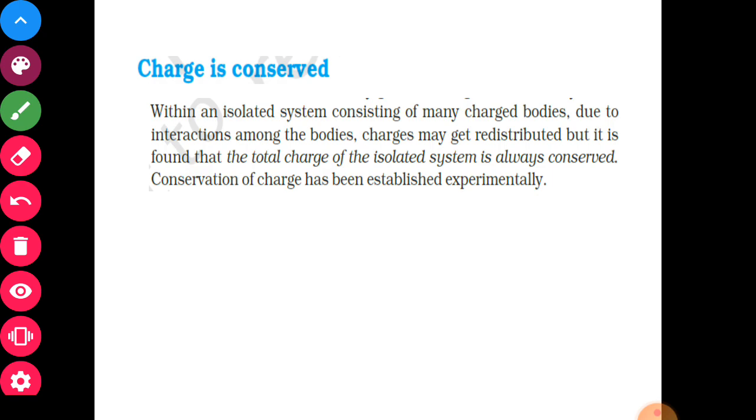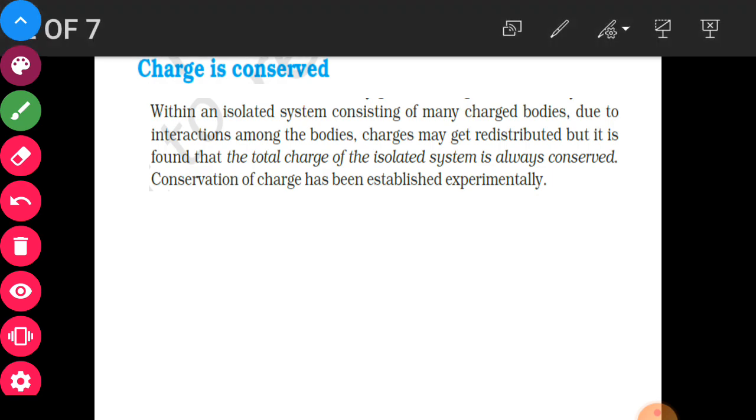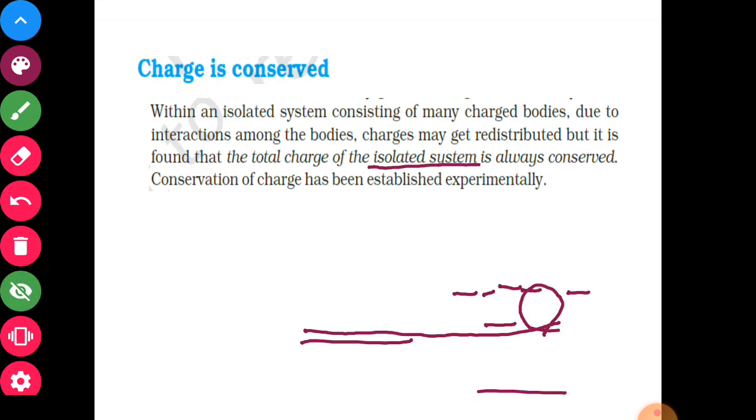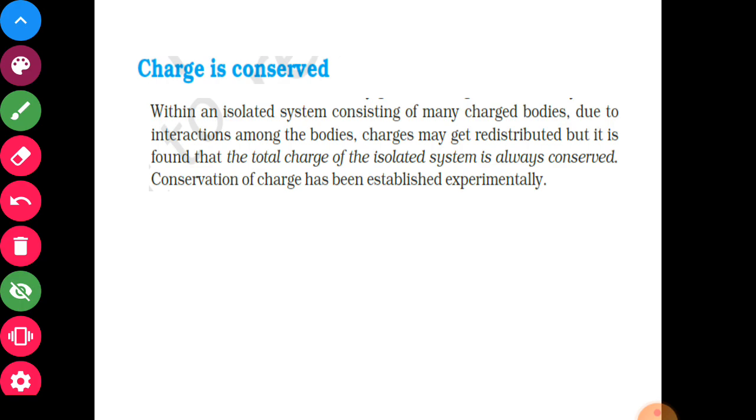Now the charge is conserved irrespective of any process which is taking place in the isolated system. Then the total charge of the system remains constant, or we can say charge is not created, not destroyed. So within an isolated system consisting of many charged bodies, due to interactions among the bodies, charges may get redistributed, but it is found that the total charge of the isolated system is always constant or conserved. So conservation of charge has been established experimentally also.